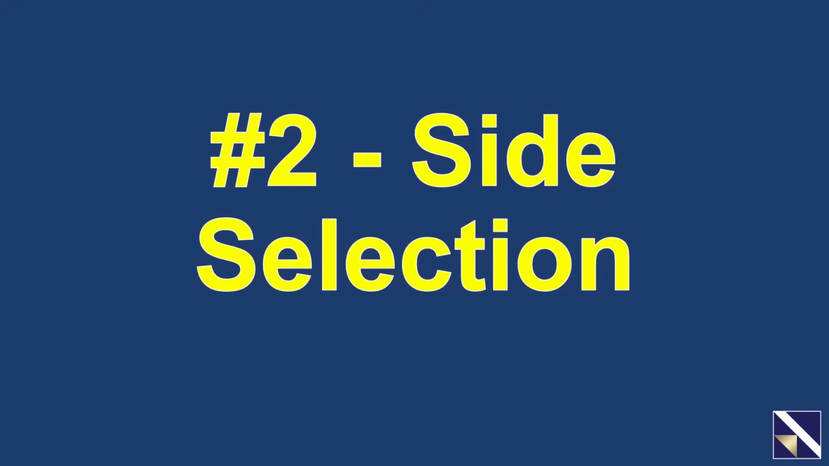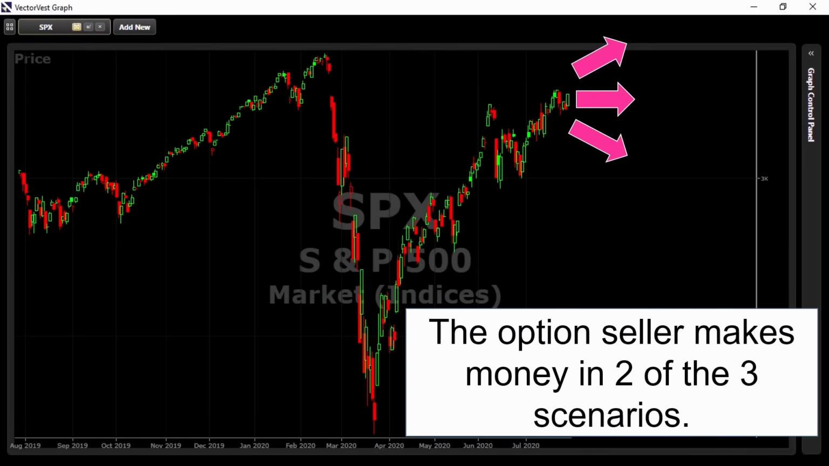In fact, we have a whole course which teaches investors how to buy options the right way. So we do believe there's a place to be an option buyer when you do it right. However, if you want to create monthly income streams, option selling is what you're going to do and what you're going to focus on. And the option seller makes money in two of the three scenarios.